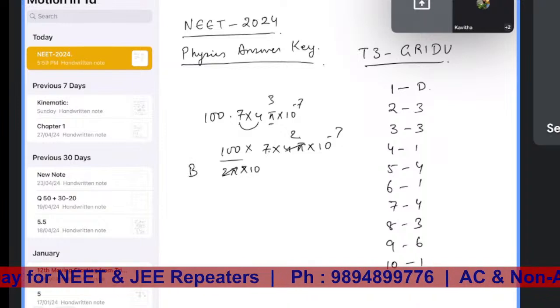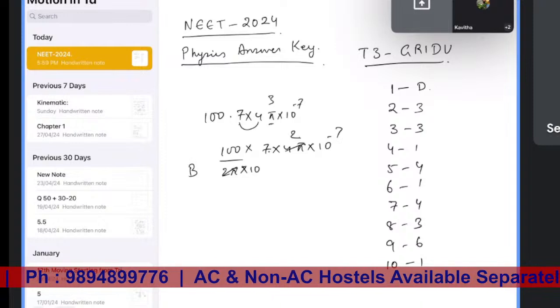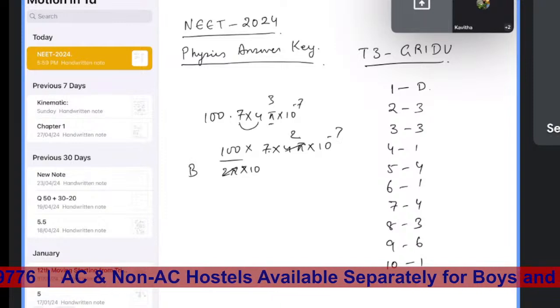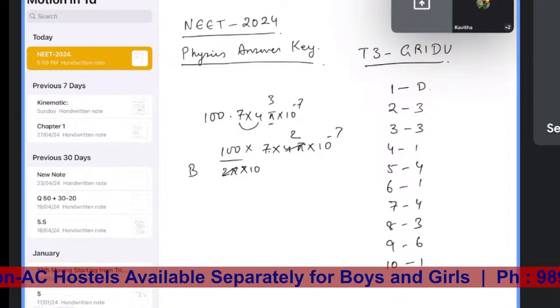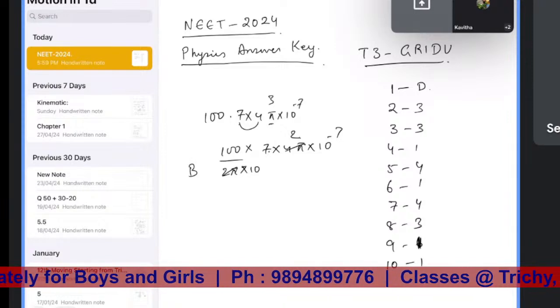For 9, I made an error. 9, answer is 6, but the option cannot be 6. So let me quickly rectify that. For question number 9, option 6 is for 1. So answer option is 1.